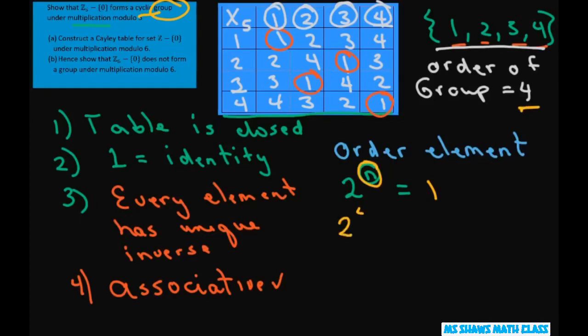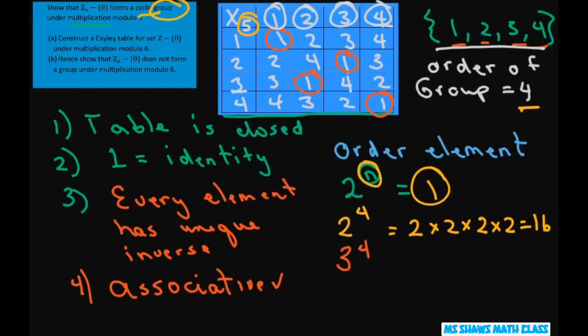So write 2 to the 4th. This gives you 2 times 2 times 2 times 2, which equals 16. Divide that by 5, and the remainder is 1, which is your identity. You can also try it with 3 to the 4th. We want that to equal 1. So this is going to be 81. Divide this by 5, and the remainder is going to be 1. And the same thing's going to happen with 4 to the 4th. The remainder will equal 1.